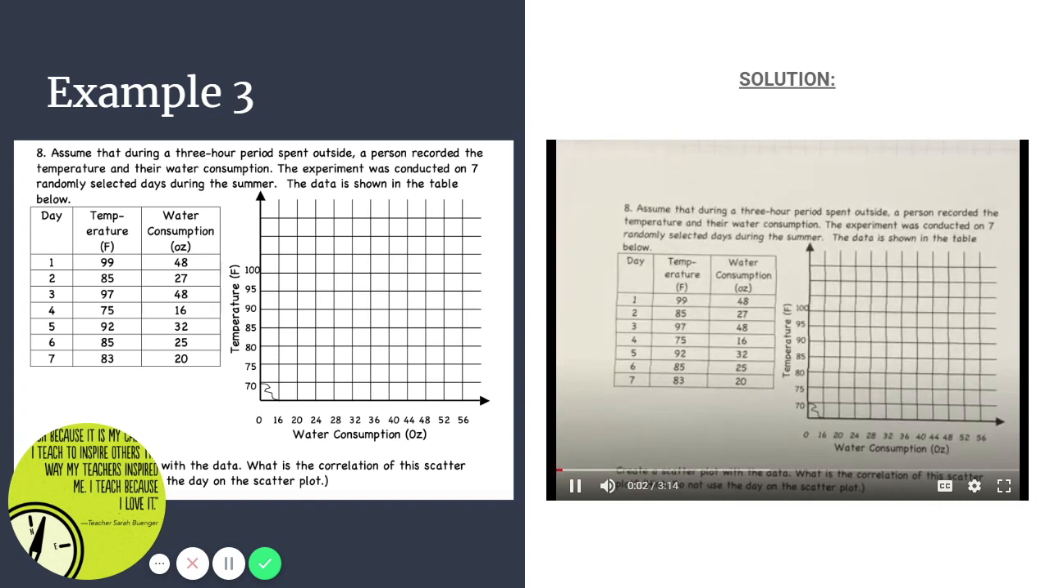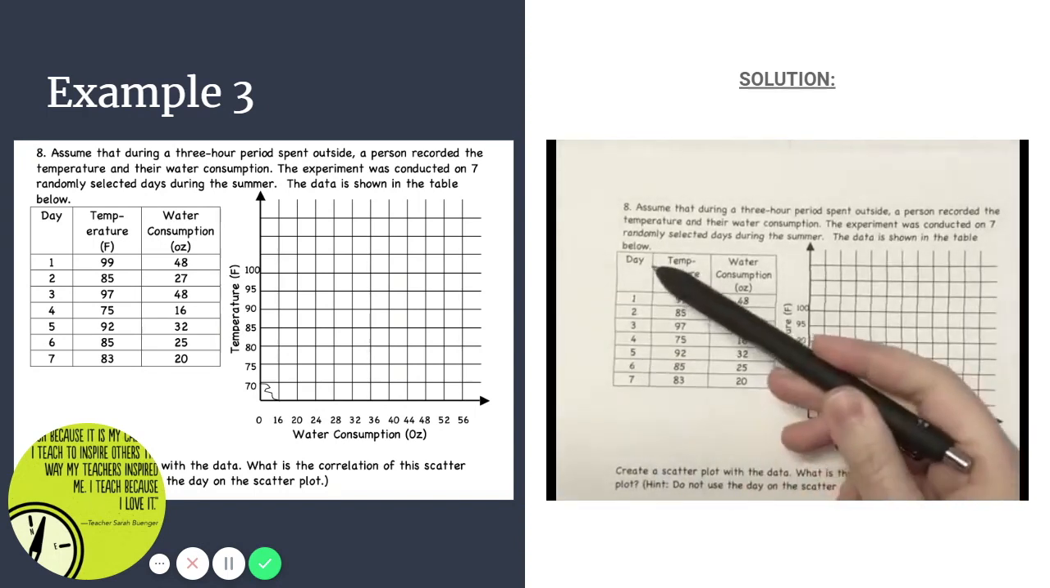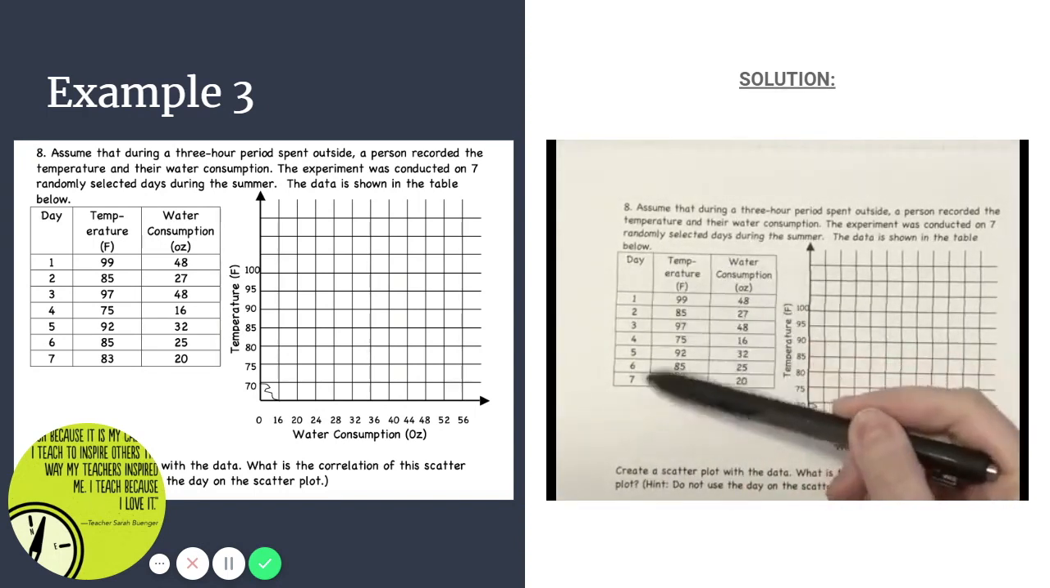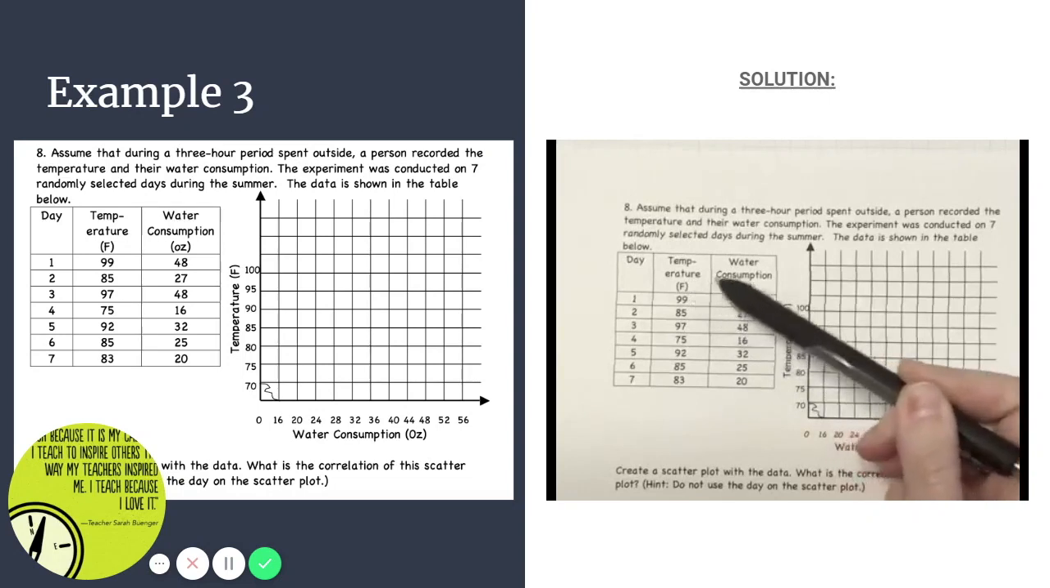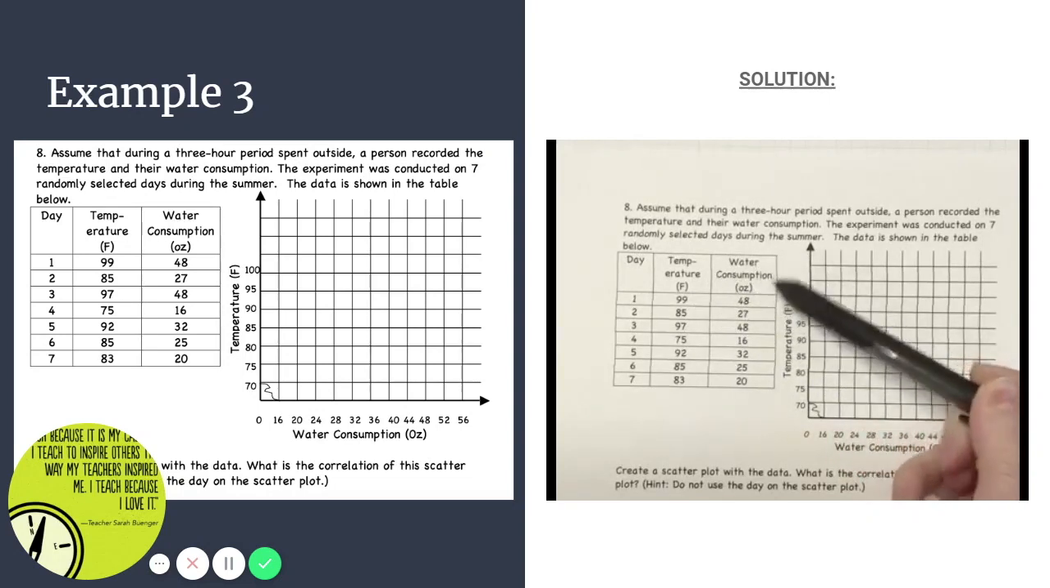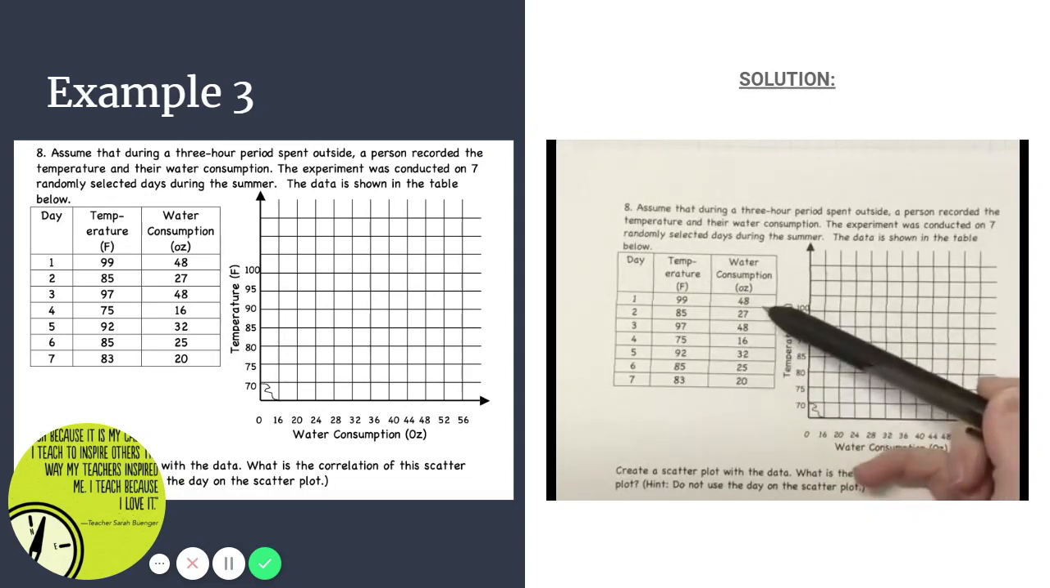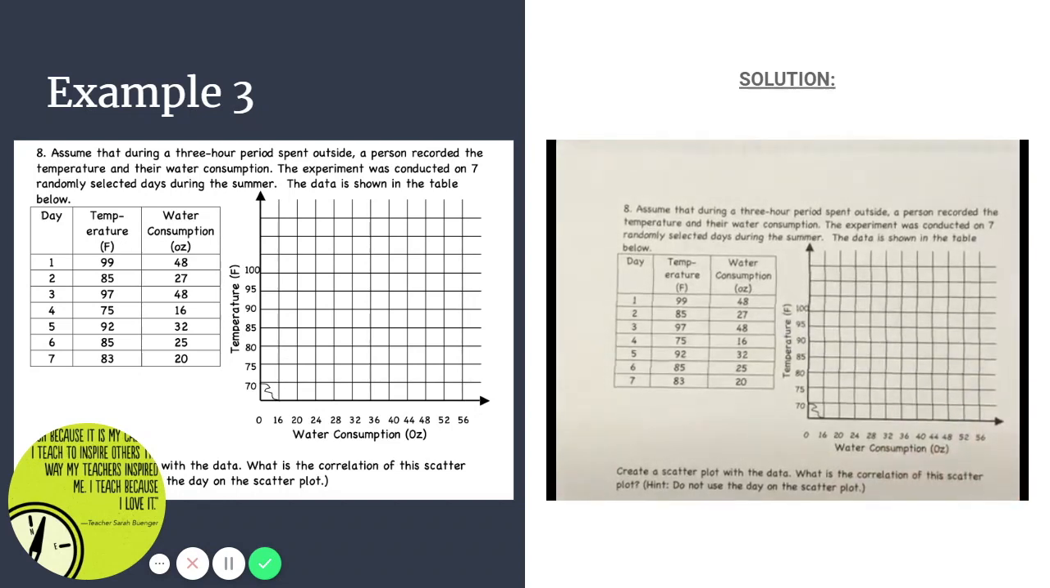Assume that during a 3-hour period spent outside, a person recorded the temperature and their water consumption. The experiment was conducted on 7 randomly selected days during the summer. The data is shown in the table. So here is our table. We have the 7 days and the temperature in degrees Fahrenheit and the amount of water in ounces on that day that that person consumed.